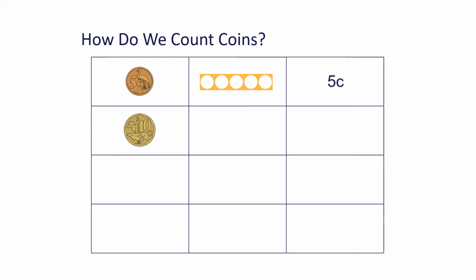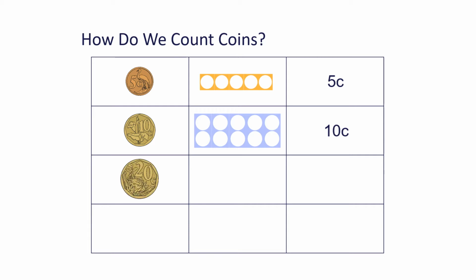Let's have a look at this coin. This is a 10-cent coin. How much is it worth? It's worth 10 cents. So if we were to count 10 cents, what would we count them in? You're right, we would count in 10s. 10, 20, 30. We're going to practice now.